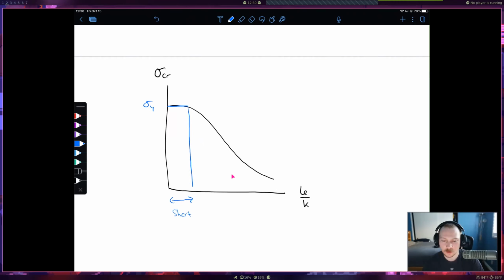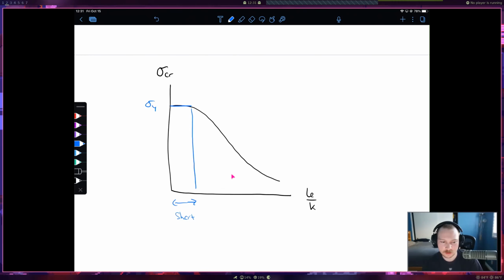Okay, the next section in the graph is going to be the intermediate columns, and for these, we're going to use our empirical formula. And then we have our long columns, for which we're going to use the Euler buckling load equation converted to critical stress.